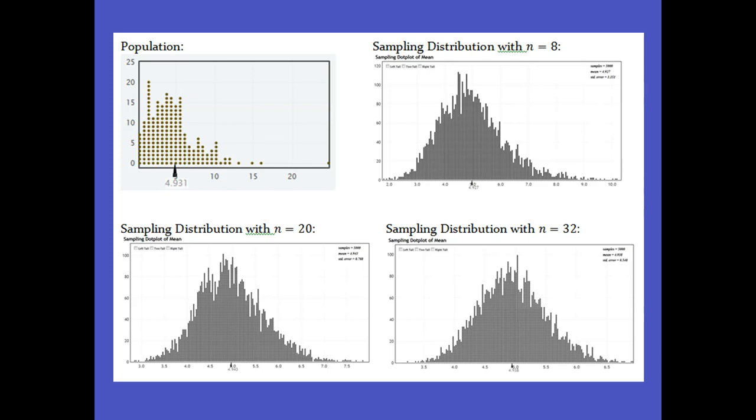If you look at the population in the upper left, that's clearly right skewed. And then we have three sampling distributions. The one where the samples are of size 8 still looks right skewed, looking at it just based on where the peak is. The one where n equals 20 in the lower left, that looks better, although still a little bit right skewed. And then n equals 32 looks pretty good in the lower right. So it looks like here 32 is big enough, but 8 and 20 probably aren't.